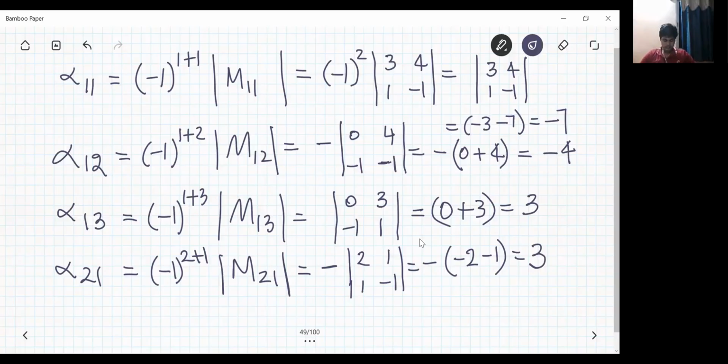See, alpha 2 1 is equal to what will you write? Minus 1 to the power of 2 plus 1, multiplied by the determinant M21. That is called the minor of element 2 1. So outside the determinant, you get a minus sign. If you want, you can write it as minus 1 in brackets like this.